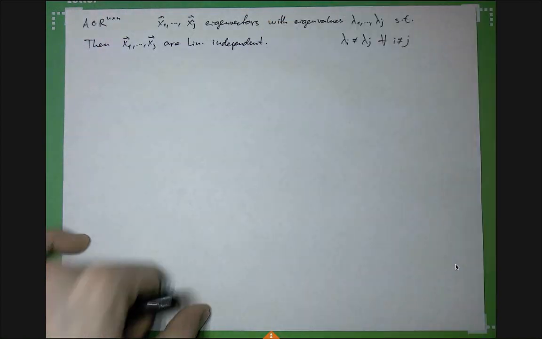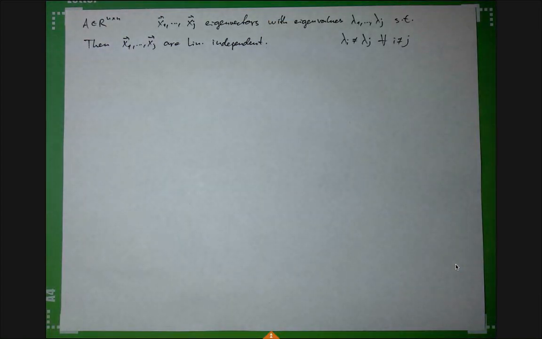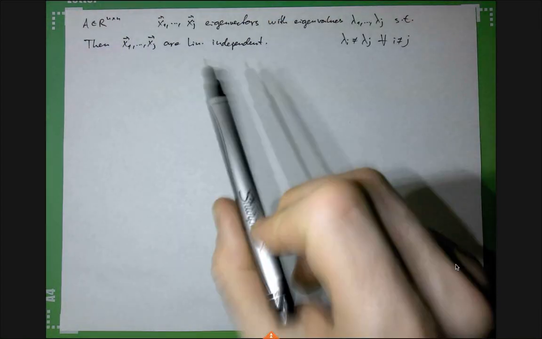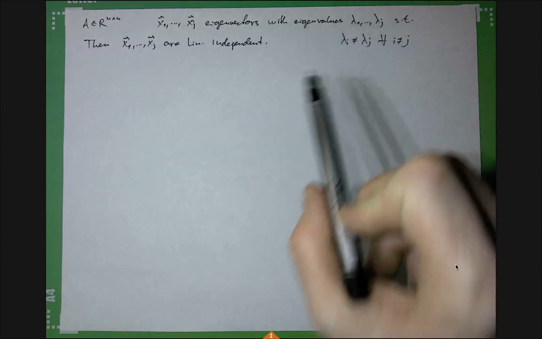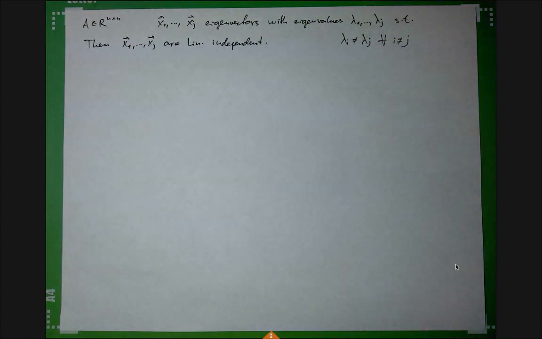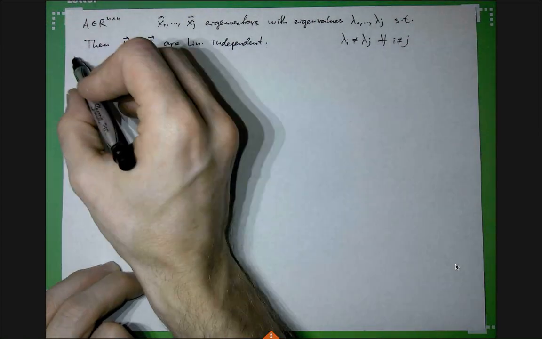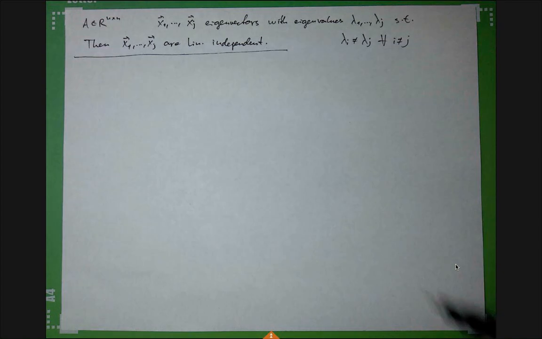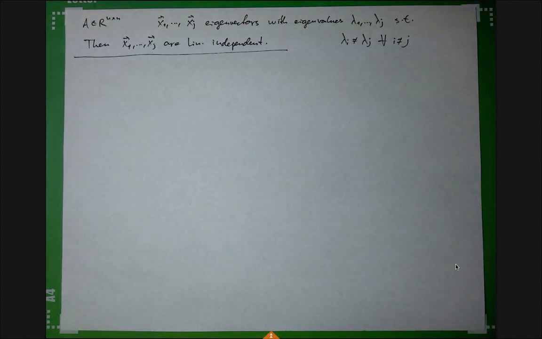So let me say it one more time, just in plain English. If I have eigenvectors corresponding to unique eigenvalues, then these eigenvectors are automatically linearly independent. So this links eigenvectors and what we were talking a lot about before, the subspaces, linear dependence, and independence. So why, or how, do we prove that? I don't think it's obvious at all.